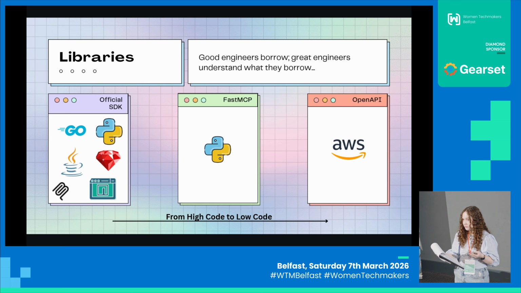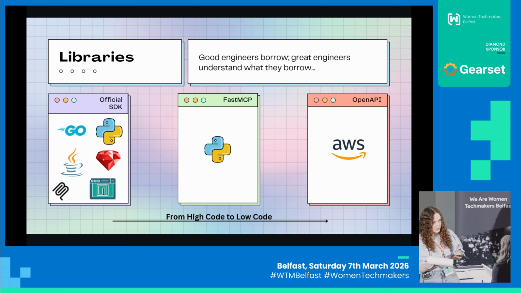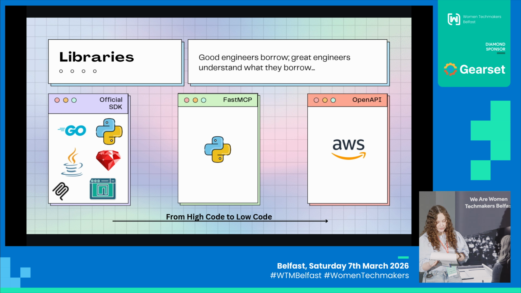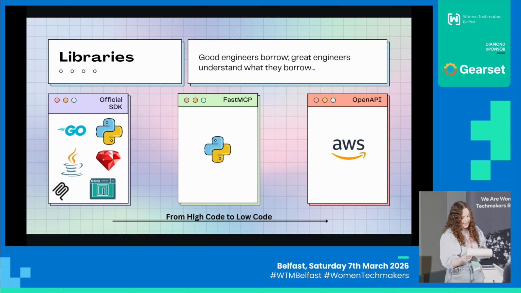The main two libraries that get mentioned are the official MCP SDK and FastMCP. The official MCP SDK is the reference implementation. It's what's referenced in all the MCP docs. It's fairly bare metal, but it comes in a variety of programming languages. Meanwhile, FastMCP is a Python framework, and I really like this one.